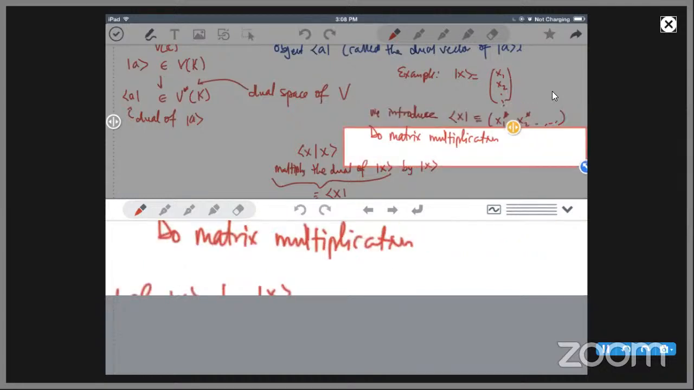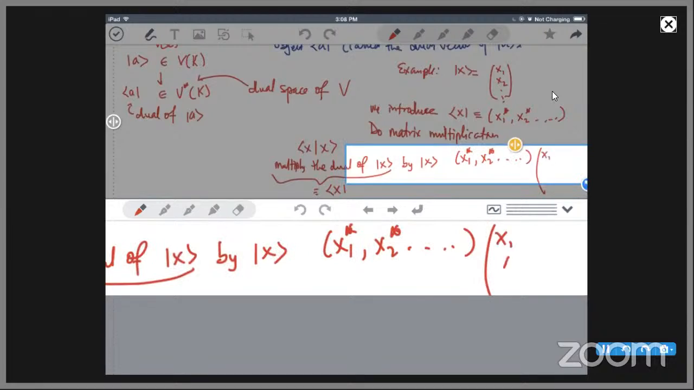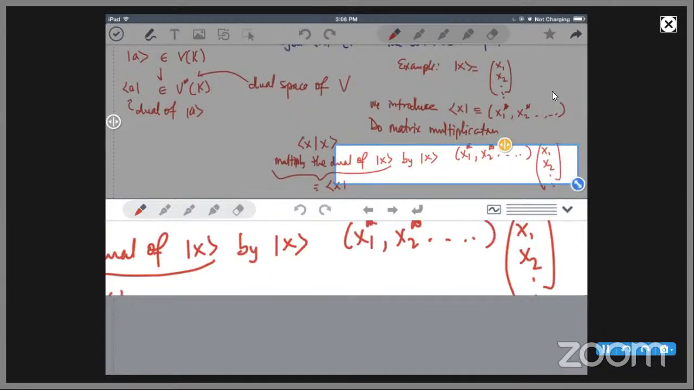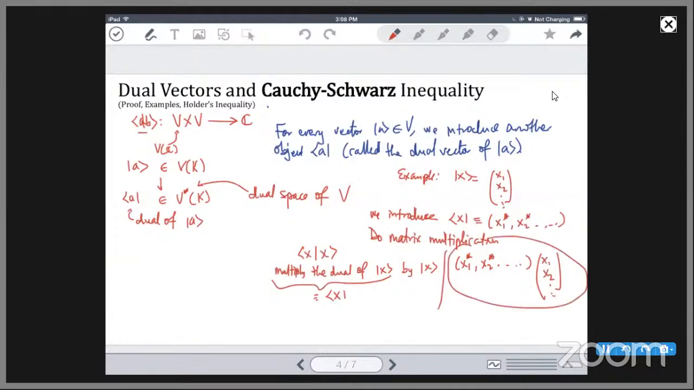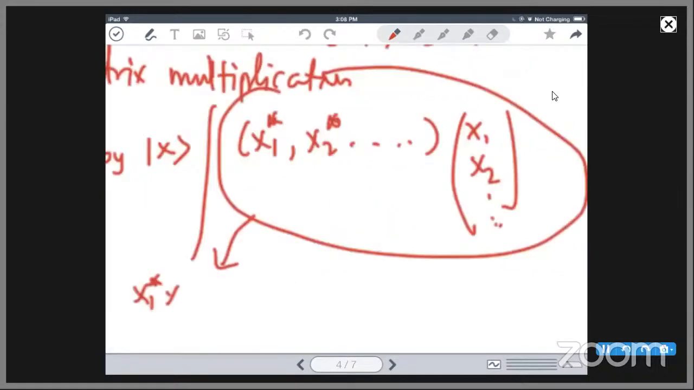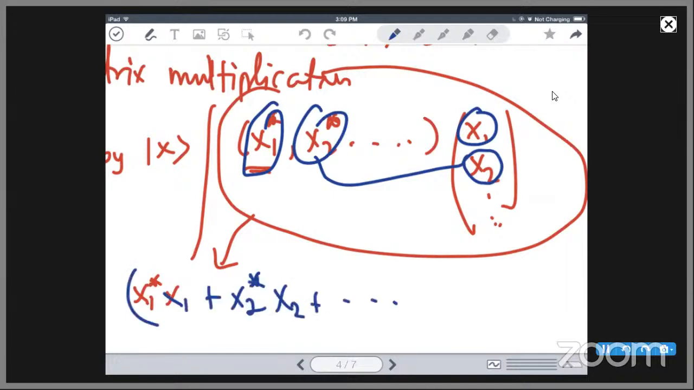If you follow the rule of matrix multiplication that we did before, X1 star, X2 star, and so on, times X1, X2, and so on, what do you get? You use the same matrix rule like we had before. You get X1 star times X1, and then X2 star times X2, and so on. You see, this is exactly what you call the dot product.